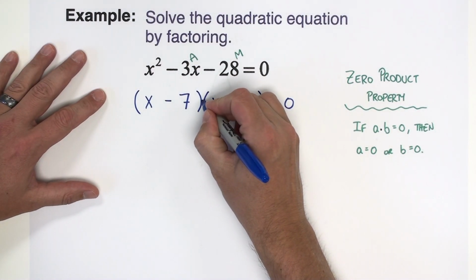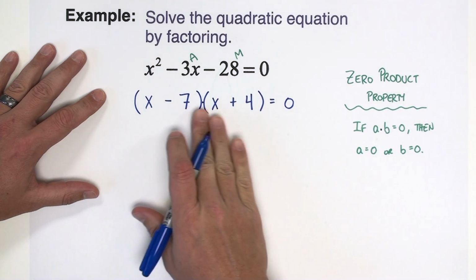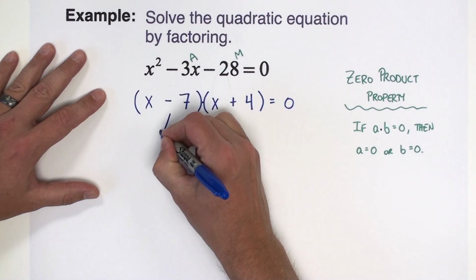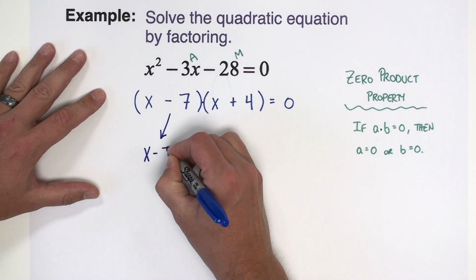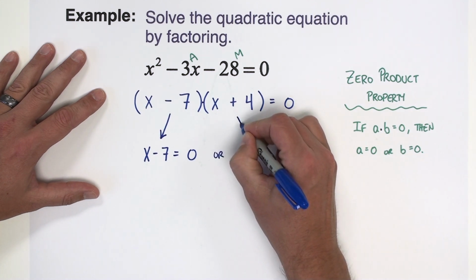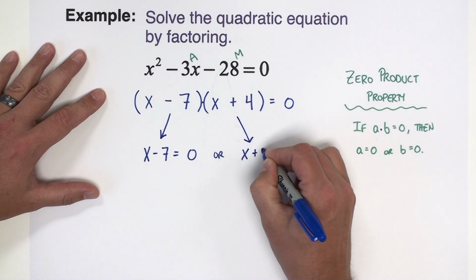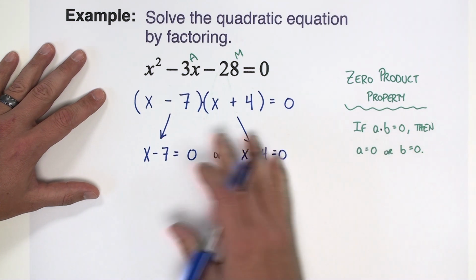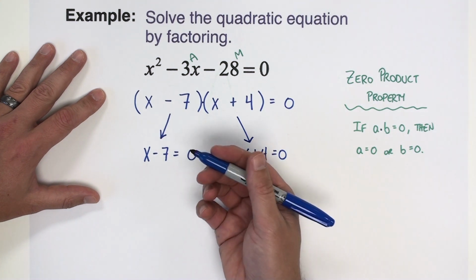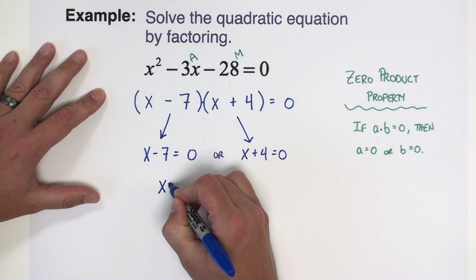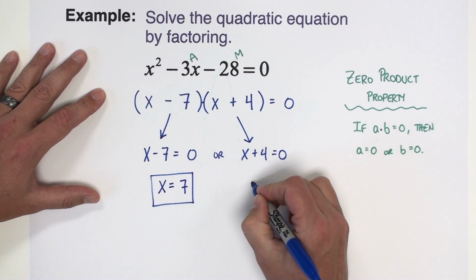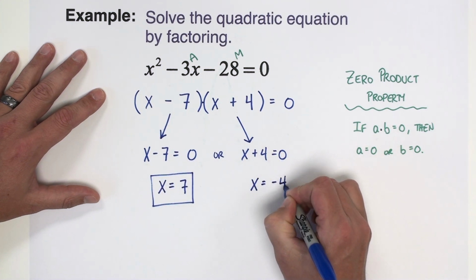Okay? So we have a product right here. So this is like our A times B equals 0. According to this property, that means that this factor has to be 0 or this factor has to be 0. So I'm going to pull those apart as separate equations equal to 0. And I'm going to solve each of these equations. So this one I add the 7, I get x equals 7. This one I subtract the 4, we get x equals negative 4.